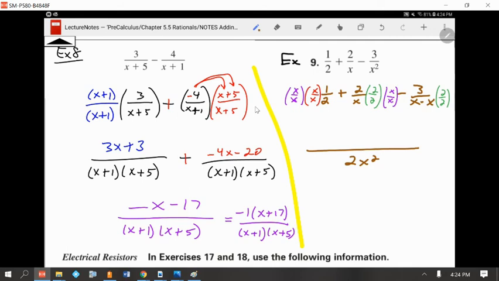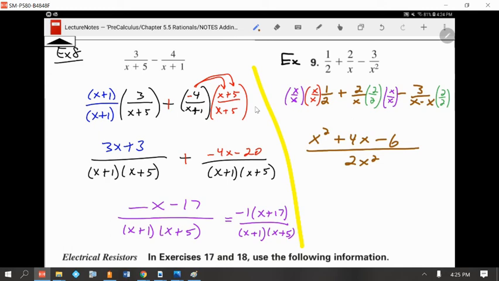The first fraction was x times 1, which is x squared. The second fraction is 2 times 2 times x, which is plus 4x. And the last fraction was minus 3 times 2, which is minus 6. And ta-da! X squared plus 4x minus 6, all over 2x squared. Common denominator. At this point, you could try to factor the top.